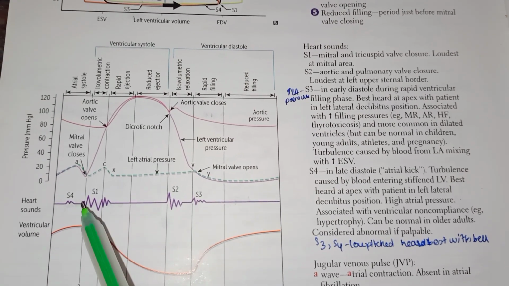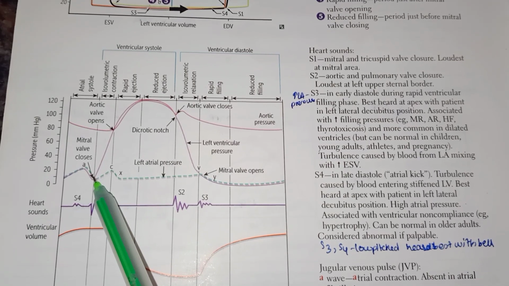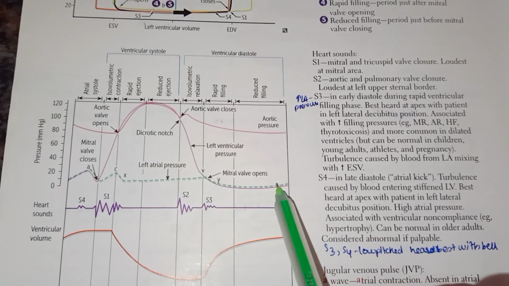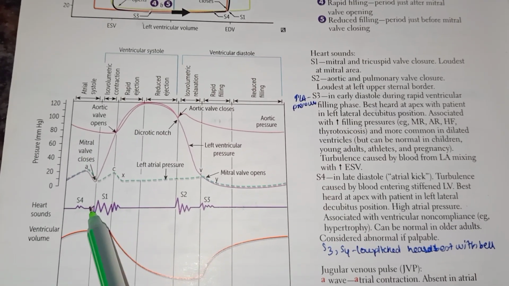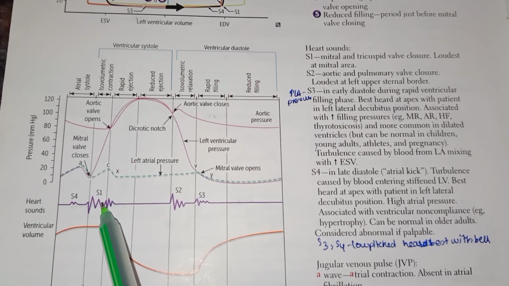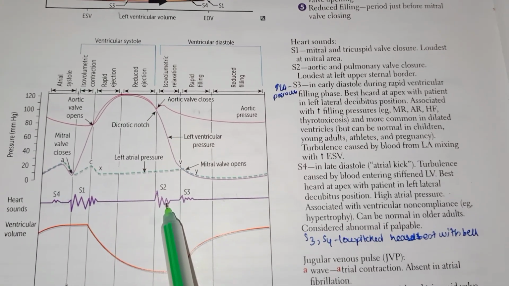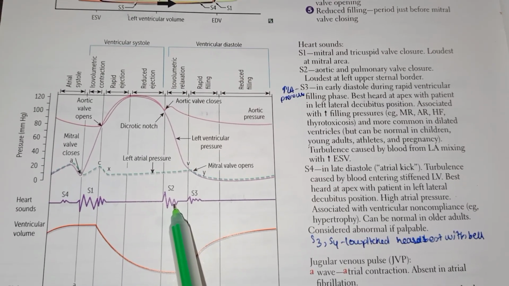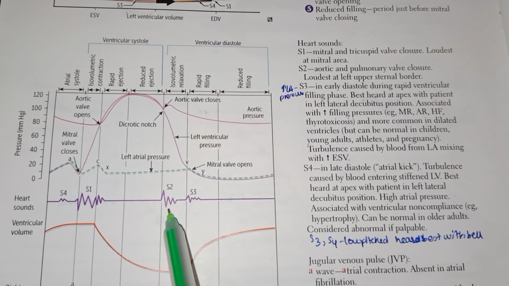Next, coming to the S2 sound. Here you can see S1 is where the mitral and tricuspid valves close. According to this graph, if you see here, the mitral valve closes, right? So here the S1 sound is heard. Next, coming to the S2 sound. The S2 sound is heard when the aortic and pulmonary valves both close. It is loudest at the left upper sternal border.